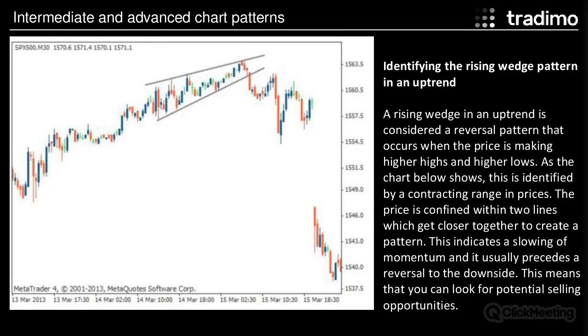Identifying at first the rising wedge pattern in an uptrend. A rising wedge in an uptrend is considered a reversal pattern that occurs when the price is making higher highs and higher lows. As the chart shows, this is identified by a contracting range in prices. The price is confined within 2 lines which get closer together to create a pattern. This indicates a slowing of momentum, and it usually precedes a reversal to the downside. This means that you can look for potential selling opportunities.